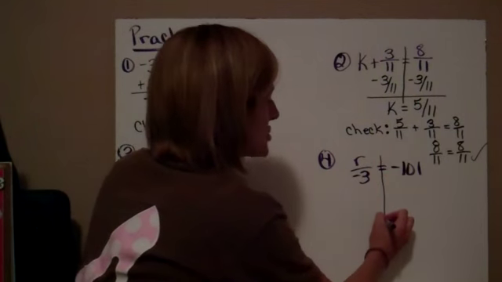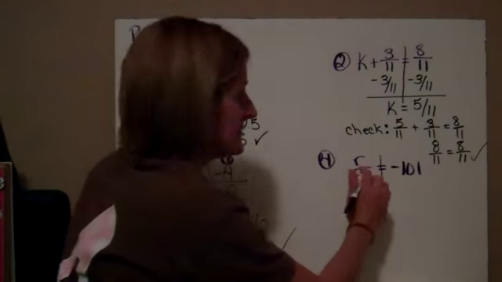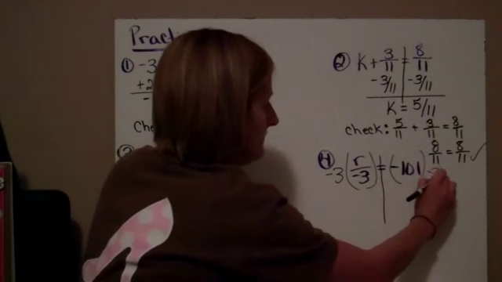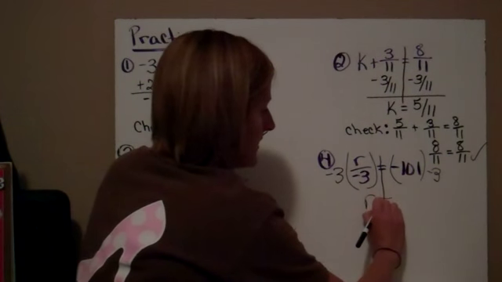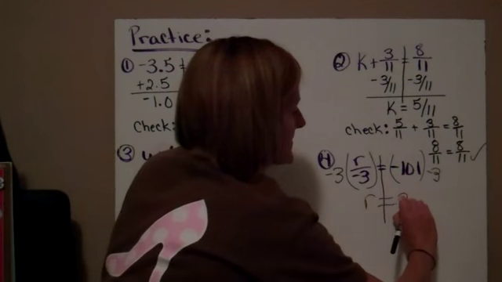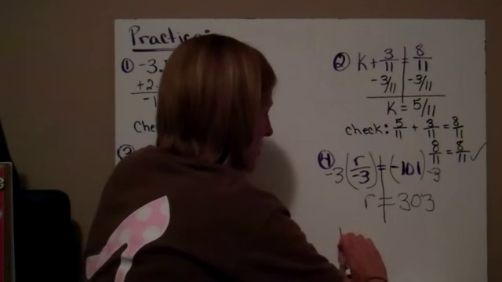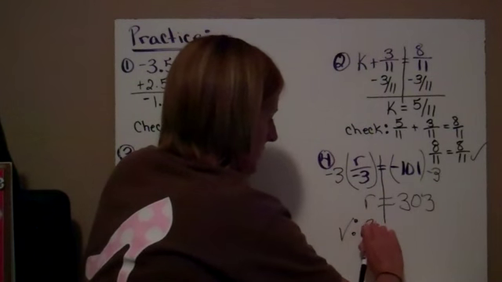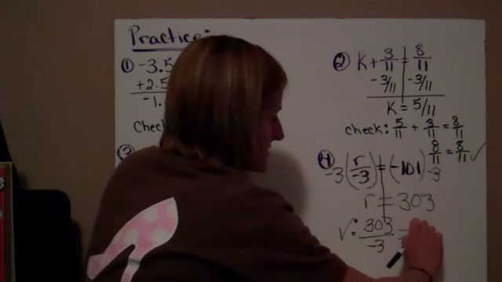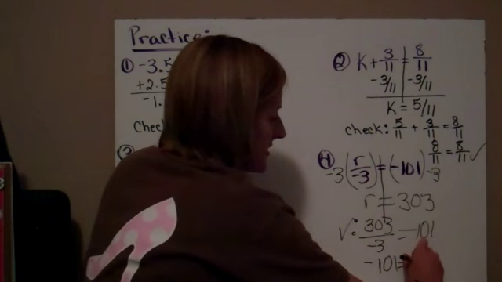I need to draw my line to make sure I do it on both sides of the equal sign. Now this is division. The opposite of division is multiplication. So I multiply each side by negative 3. I just get r on this side equals, now negative 101 times negative 3 is a positive 303. Now to double check my work, I want to know if I'm correct. I need to check it. I do a positive 303 divided by a negative 3, and see if that equals a negative 101. And it does. So my answer is correct.